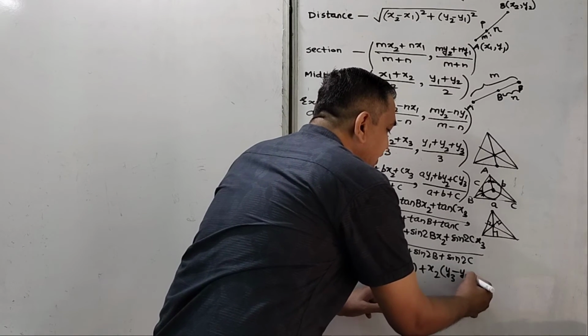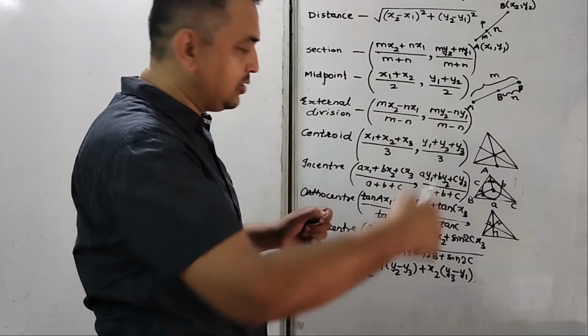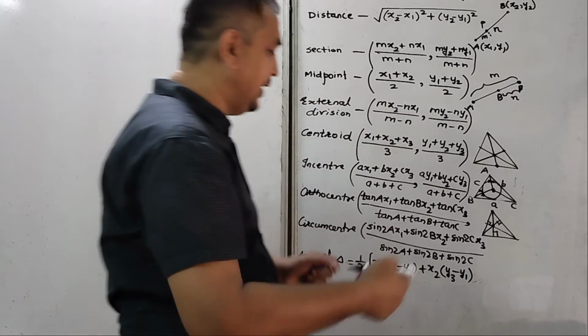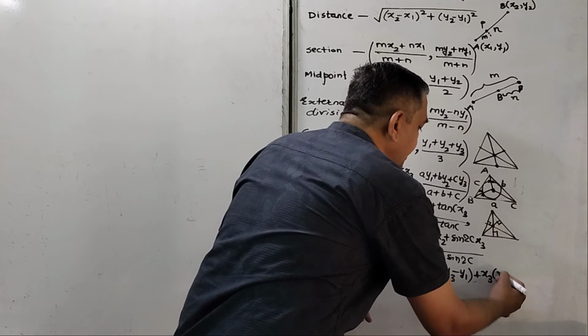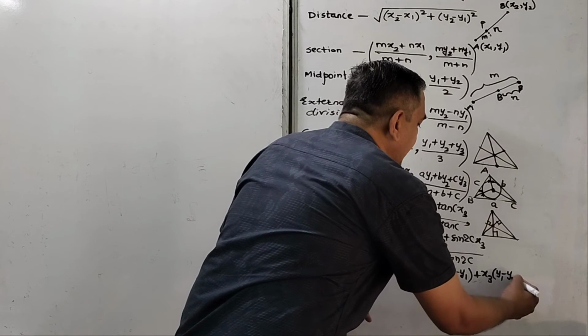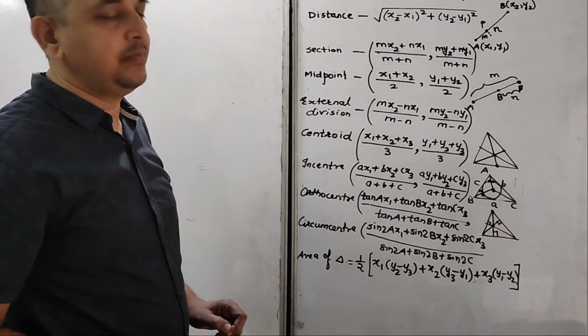And in place of y3 we write y1. Cycle. x1, x2, x3. y1, y2, y3. Plus x3 into y1 minus y2. So this is the area of the triangle.